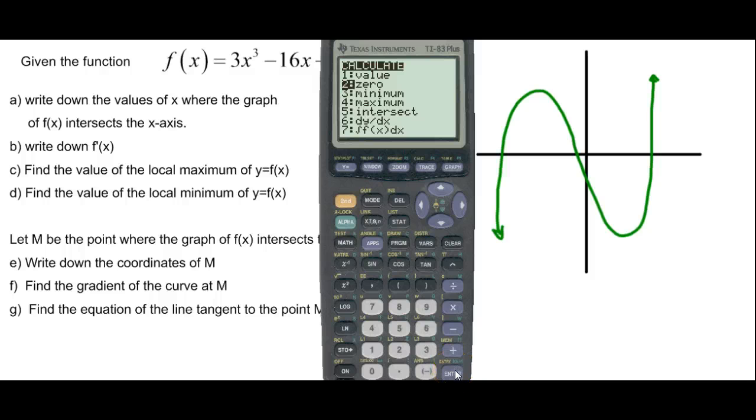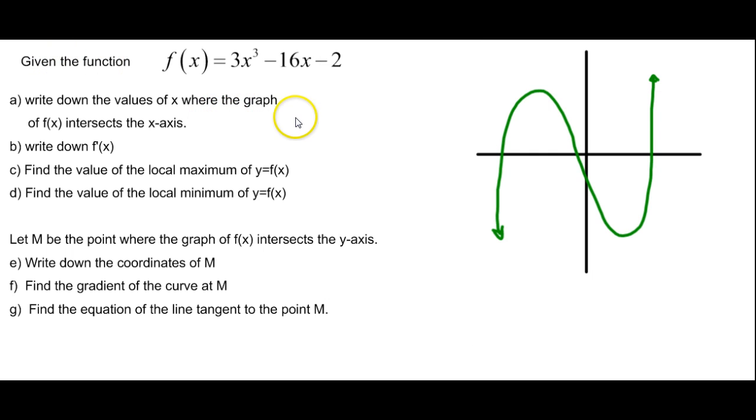All right, we want zero. We want this point right here. So the left bound, we need to go all the way over here. Press enter. Right bound, go on to the right side. Press enter. Enter. Guess. And we have negative 2.2 as our x value. Right? We just want the x values, not the whole point, but it's the x value. So negative 2.2. We'll round it to 2.2.